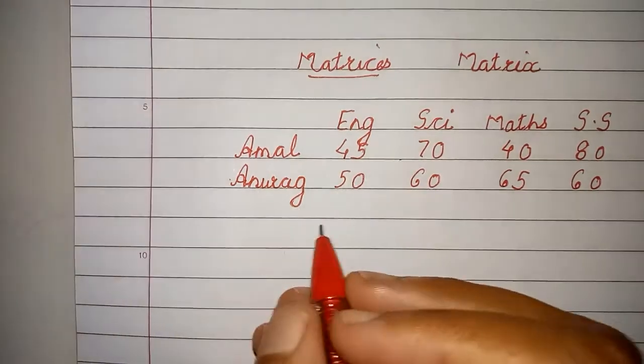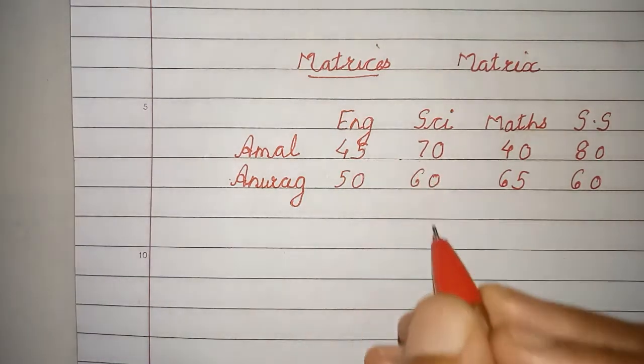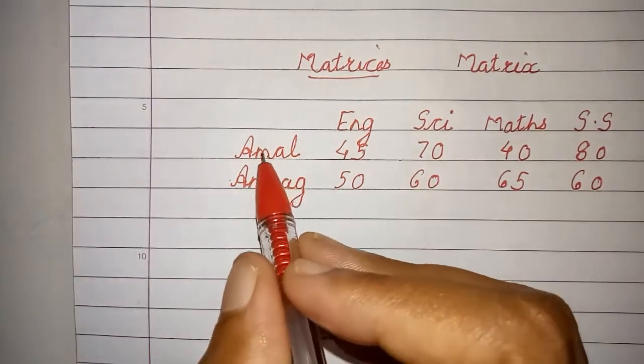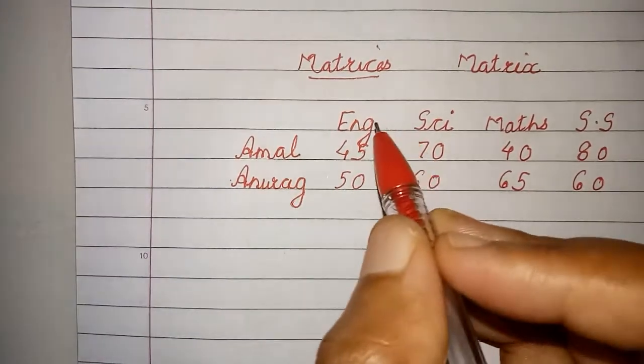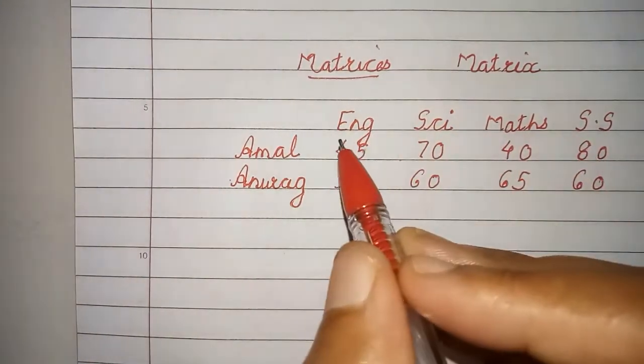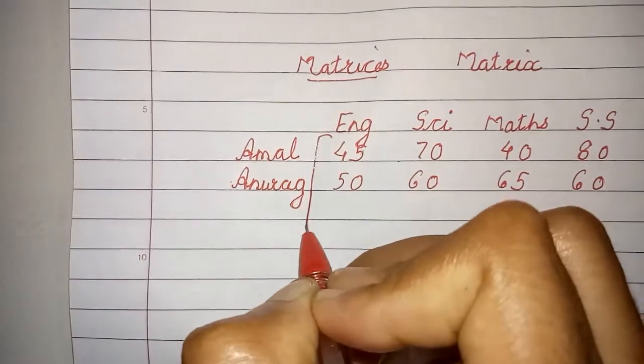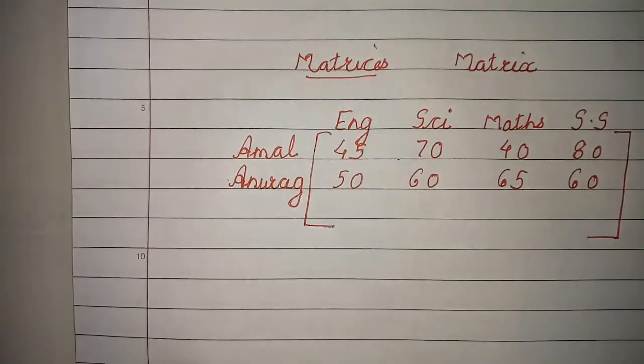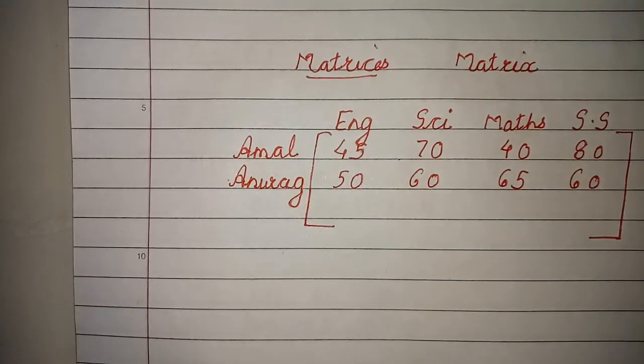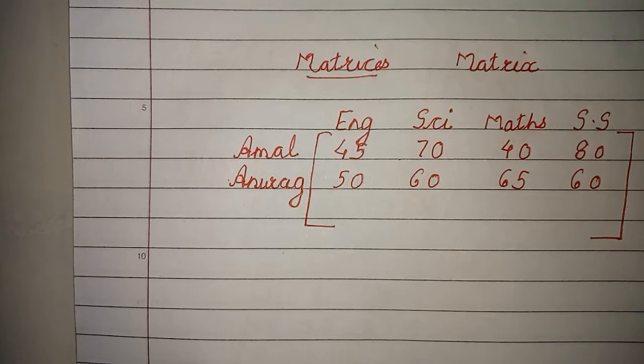Now how do I represent here? One representation is already I have written Amal's name here, Anurag's name here, and the subjects, because it is common subjects, I have written like this and I have written the marks. Okay, so suppose if I enclose it in square bracket, this is called as matrix representation of scores obtained by Amal and Anurag in the subjects English, Science, Maths and Social Studies of an annual examination.